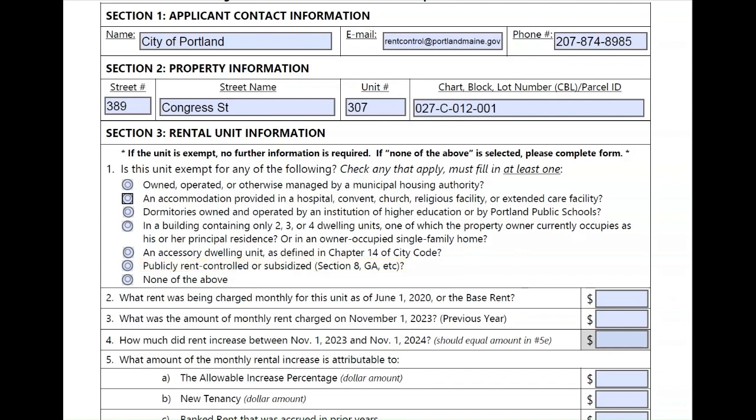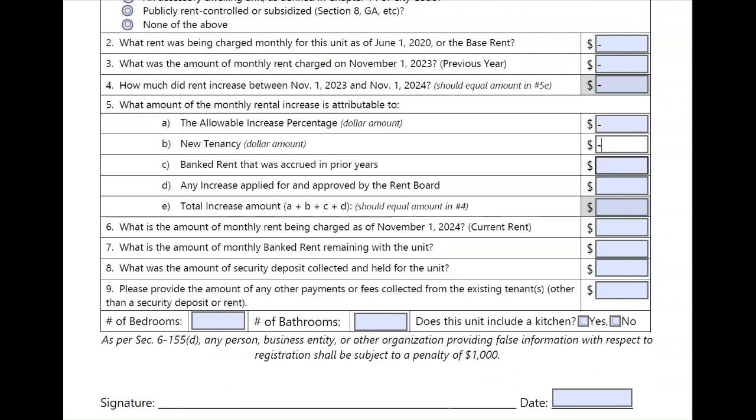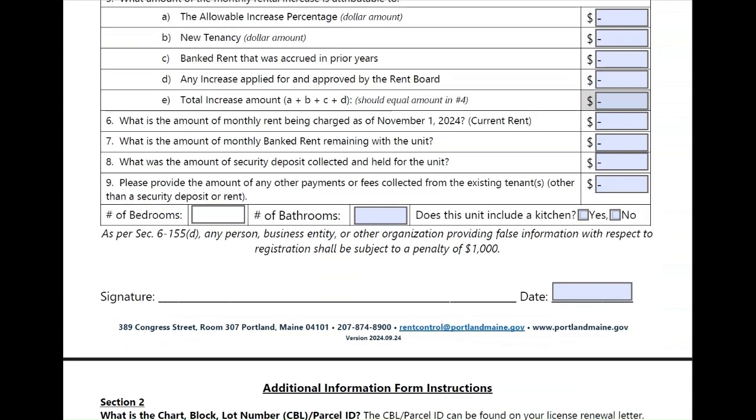If the rental unit qualifies for any of the listed exemptions in Question 1, check off the appropriate box. If the unit is exempt, the rest of Section 3 can be skipped. You are not required to report the rental amounts if the unit qualifies for an exemption. You would then sign and date the bottom of the form.